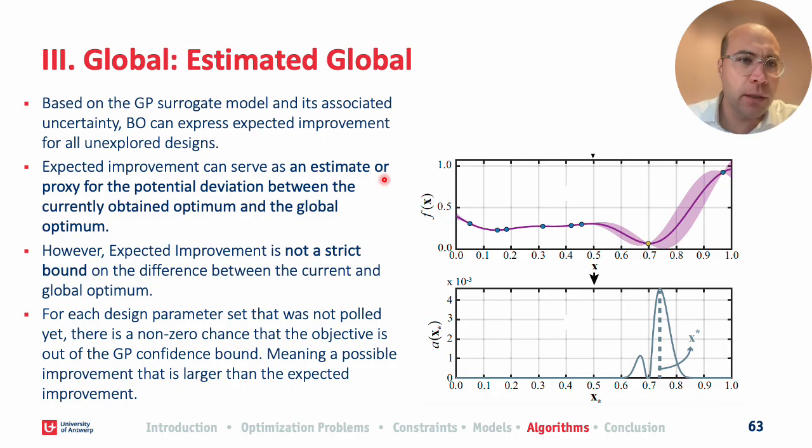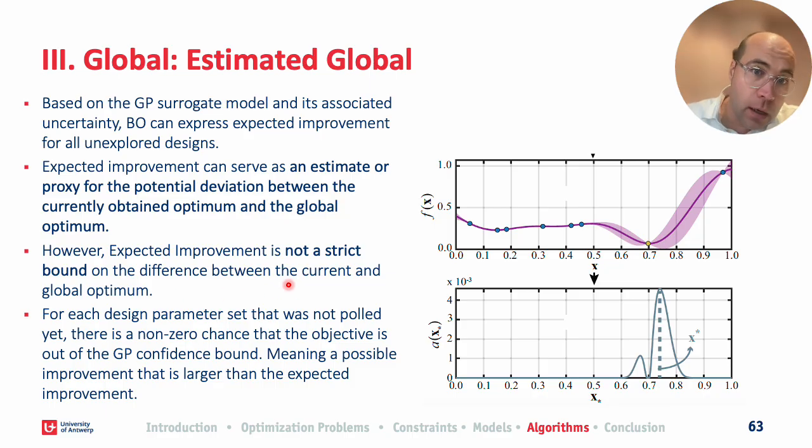However, this is not a hard boundary. It's an estimation of the potential deviation. We have to be very careful with the wording here. The expected improvement is not a strict bound on the difference between the current and the global optimum.